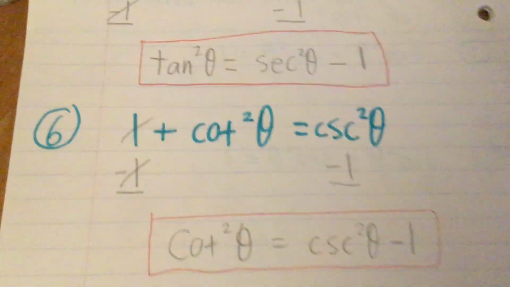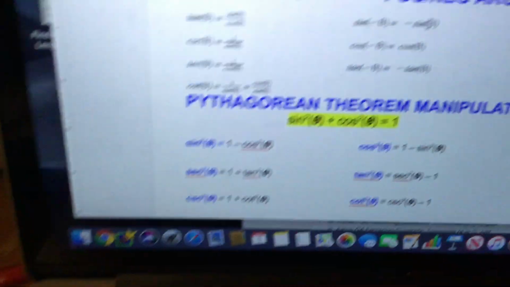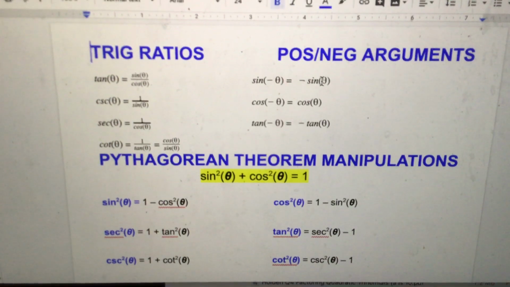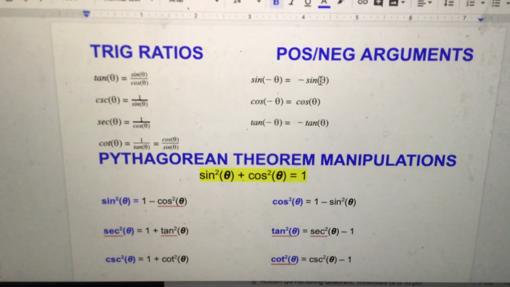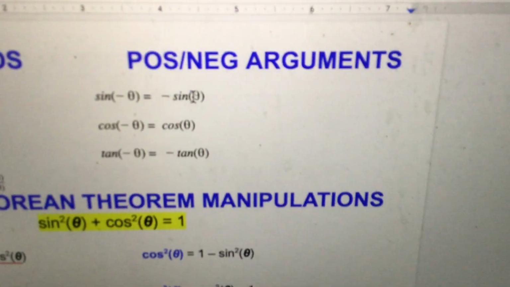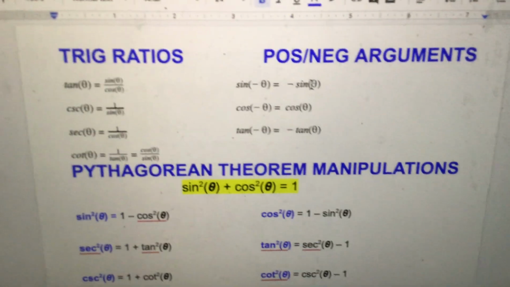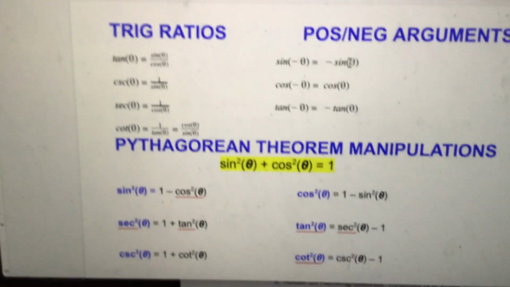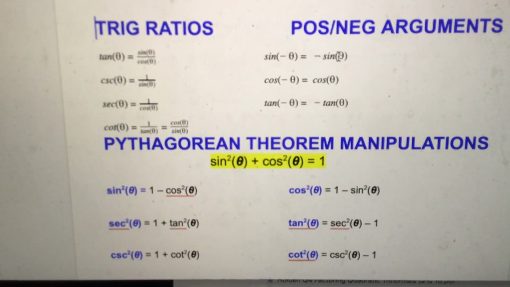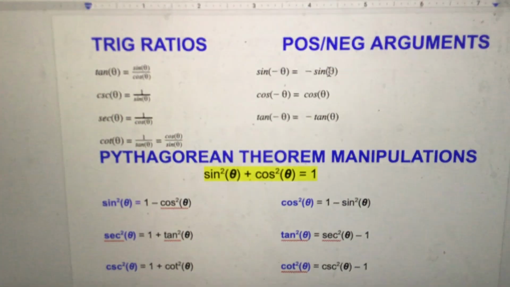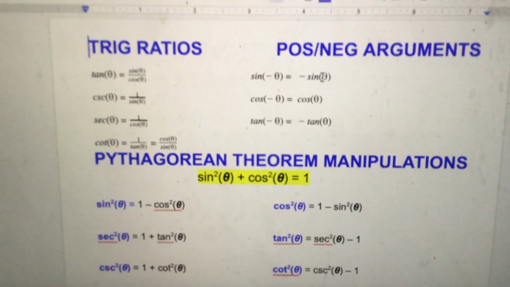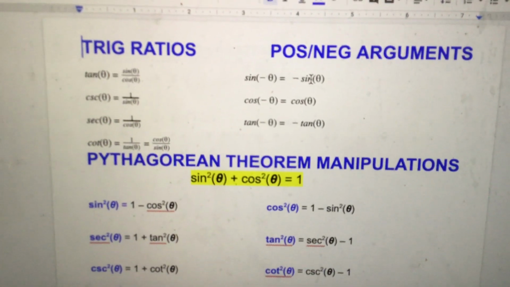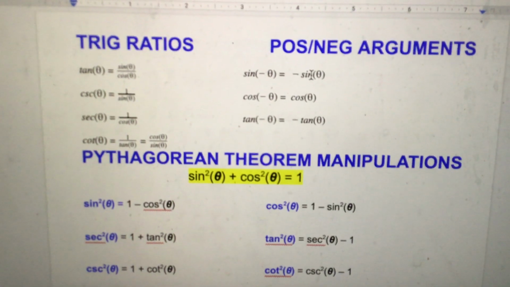Now, I'm not expecting you guys to memorize all these, because what I've done is created all these rules that you need to have at your disposal for these trig proofs. We'll get to the positive negative arguments in a future video. So for now, know the trig ratios and the Pythagorean theorem manipulations. In other words, what rules can I conclude from the Pythagorean theorem of trigonometry? So I'm going to refer to this in the videos, because I don't have a printer at home, and plus it's color coordinated. I like it. I'm very happy about that.